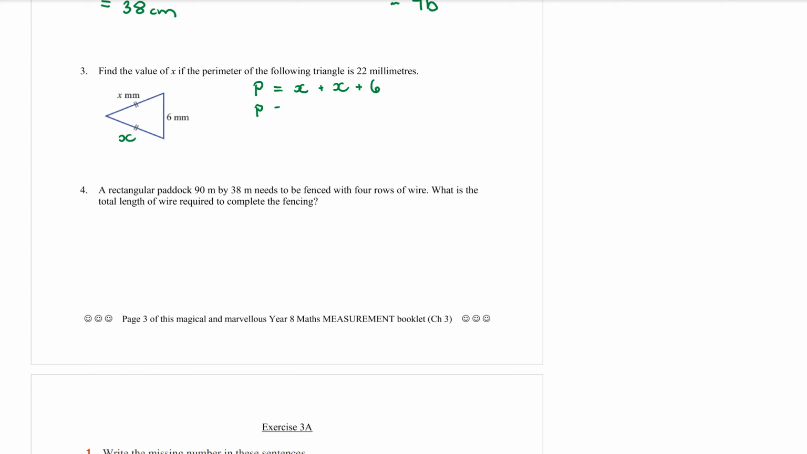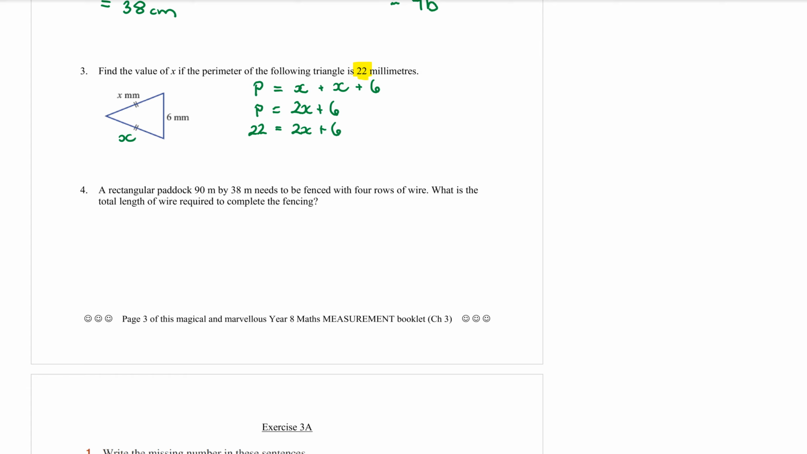Now we can simplify that expression. x and x, they're like terms. That's really just 2x plus 6. However, this question's a little bit different from what we're doing in question 2. We're actually told that the perimeter is 22 millimeters. So that means I can substitute the 22 in for what the P is. So instead of P, it's 22 equals 2x plus 6. And we can solve that equation to find the x.